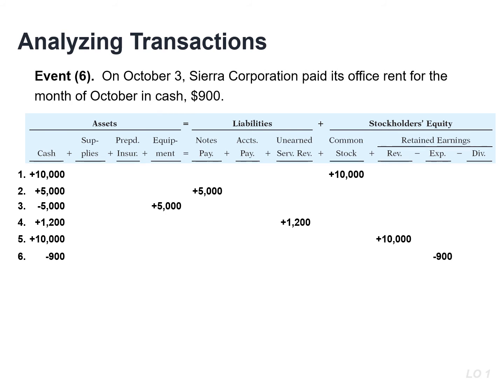This rent payment is a transaction that results in a decrease in an asset, cash. Rent is a cost incurred by Sierra in its effort to generate revenues. It is treated as an expense because it pertains only to the current month. Expenses decrease stockholders' equity. Sierra records the rent payment by decreasing cash and increasing expenses, which result in a decrease to retained earnings.